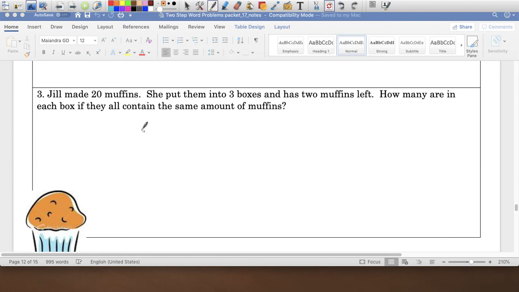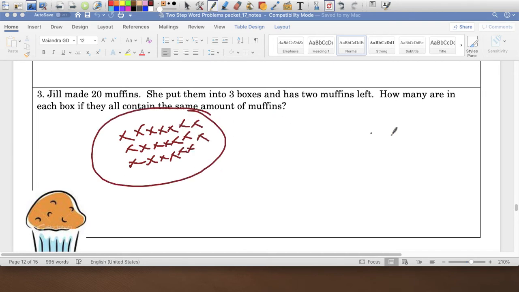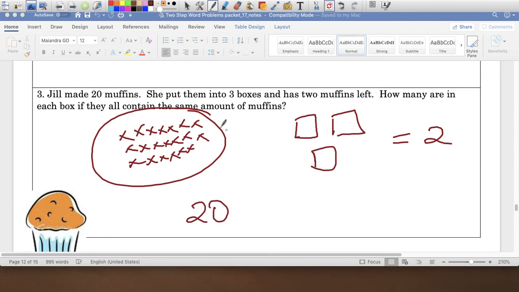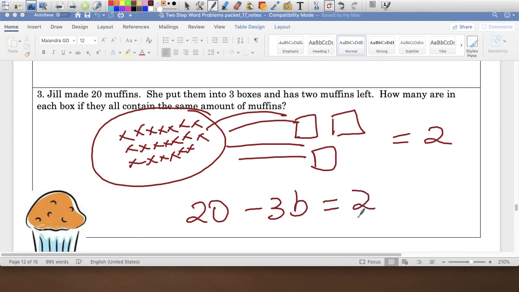So here are all the muffins Jill made, right? 9, 10, 11, 12, 13, 14, 15, 16, 17, 18, 19, 20. 20 muffins, right? So she took all the muffins and puts them in boxes, and you have 2 left over. So you have 20 muffins, which I'm going to write as 20. And if you subtract, you put them in boxes. You subtract 3 per box. You get 2 left over.